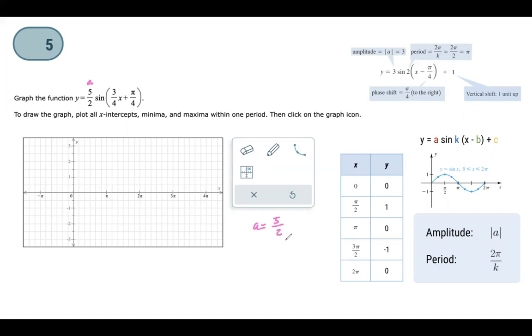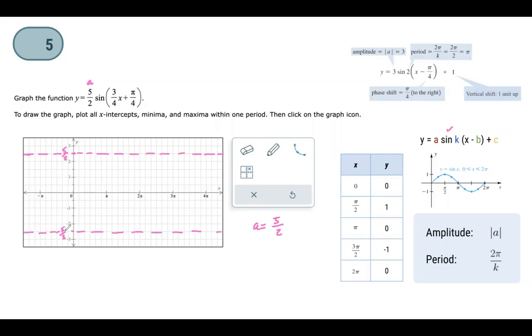What kind of graph are we going to be dealing with? The sine function, the sine wave. But instead of stopping at 1, it's going to stop at 5/2 or 2.5 and minus 5/2 or minus 2.5. So those are going to be the limiting lines for the amplitude. So everything that happens here will be limited by those dashed lines.